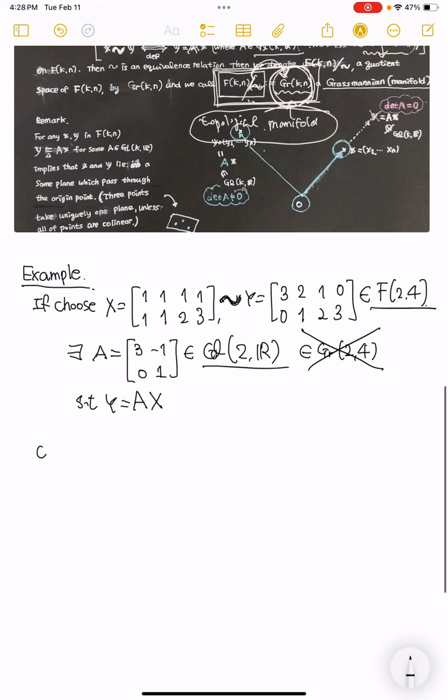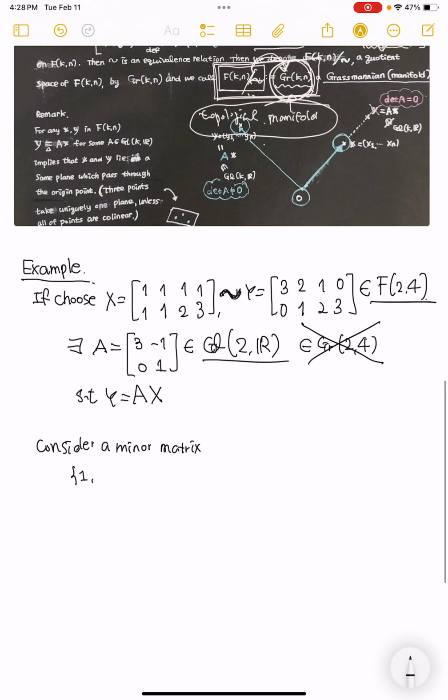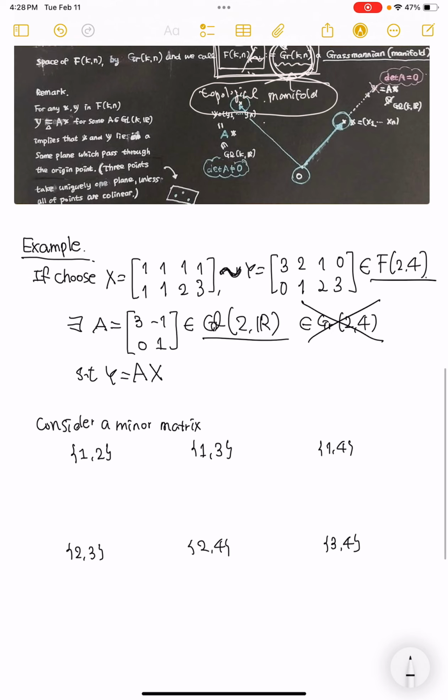Next, consider a minor matrix like this. I will define 6 minor matrices: 1 2, 1 3, 1 4, 2 3, 2 4, 3 4.